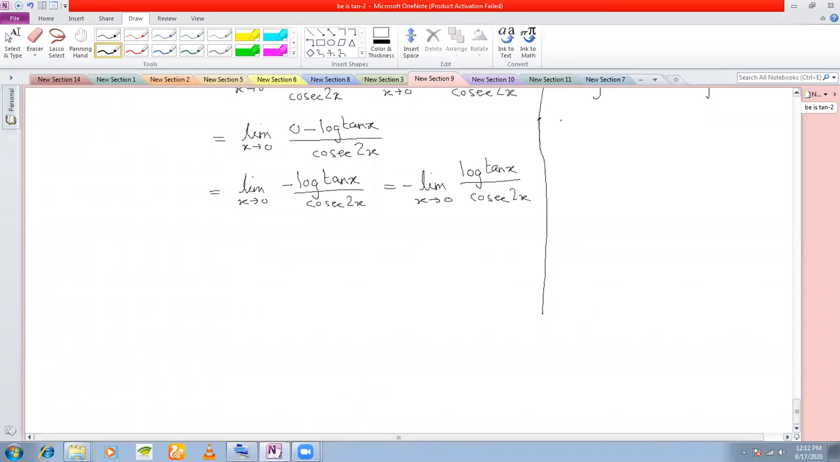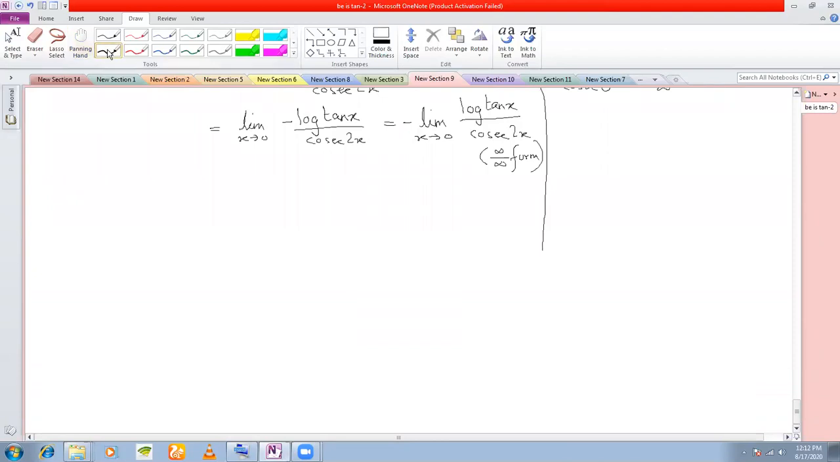So you have log tan x by cosec 2x. Log tan 0 is log 0 and cosec 0 is infinity. So this is clearly infinity by infinity form. Next, we will use L'Hospital's rule.